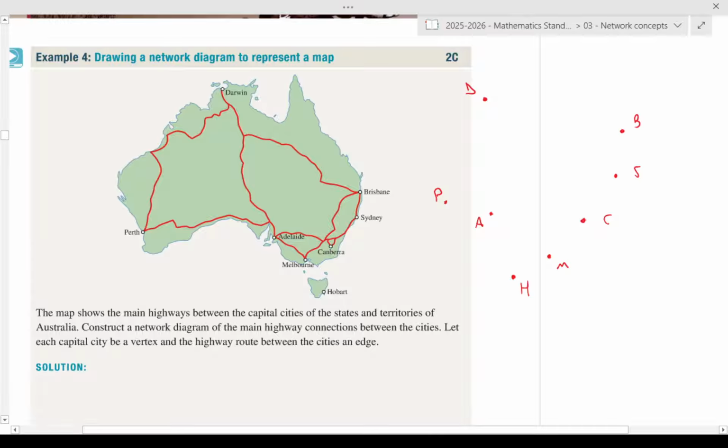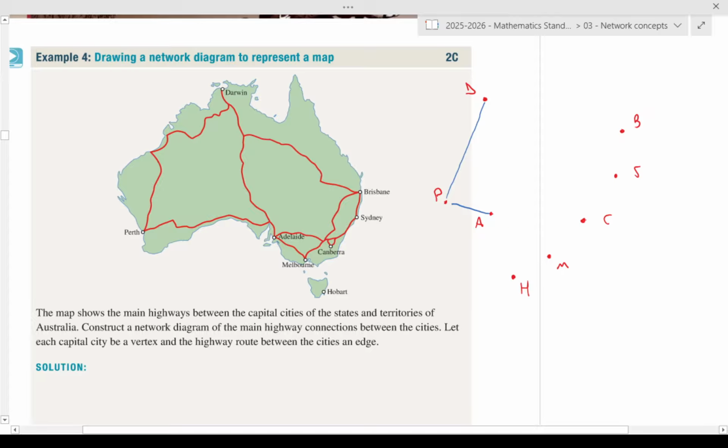I'm now going to connect these edges. So what I'm looking for is: is there a direct connection from one city to another without going through another city? If I drove from Perth to Darwin, I could get there without going through another city. Therefore, I have an edge going there. Simple as that. Can I get from Perth to Adelaide without going through another city? Yes, I can. Can I get from Adelaide to Melbourne? Yes, I can.